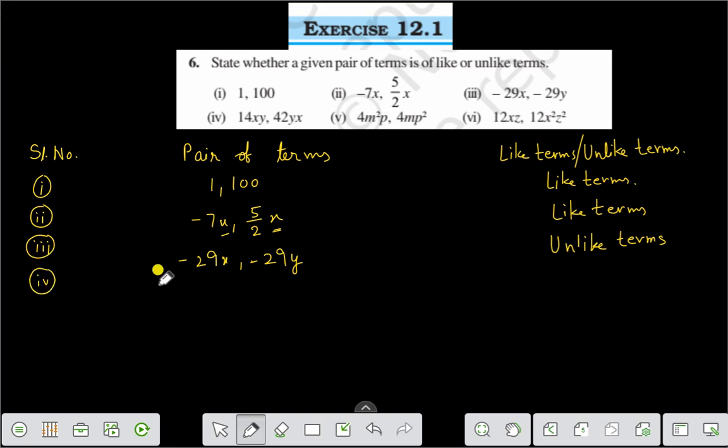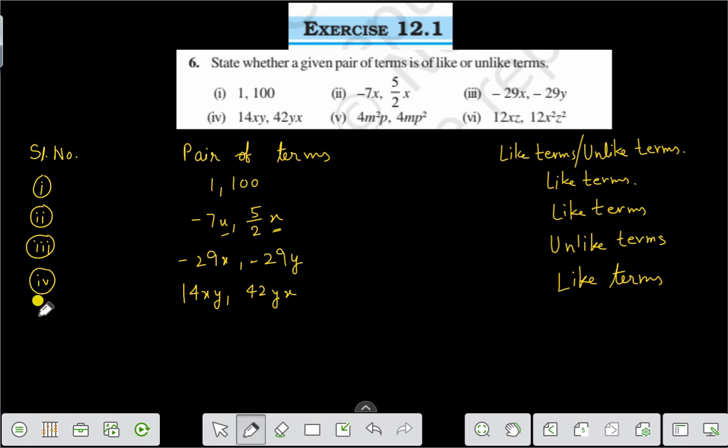In question number 4, the pair of terms are 14xy and another one is 42yx. First of all, don't consider the constant term. Only consider this variable, x into y, and the same as y into x. Therefore, this is like term. Why? Because you see, this is x, y, this is y, x, and the power is also same. Therefore, these are like terms.